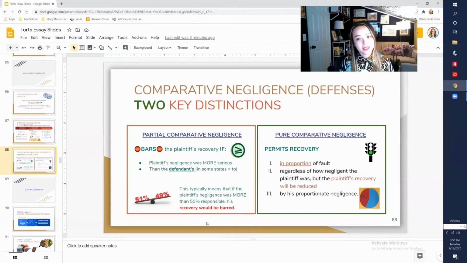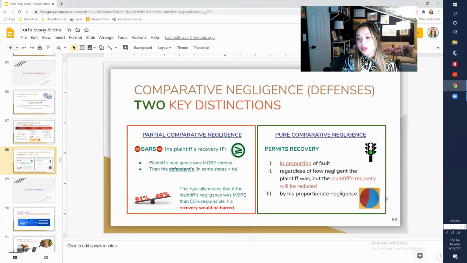So if you see anything that seems really close, or if there's any kind of math on the hypo and it's really, really close figures, that's a trigger for you to go, okay, this is a partial comparative negligence situation. So then you would touch on that, okay?